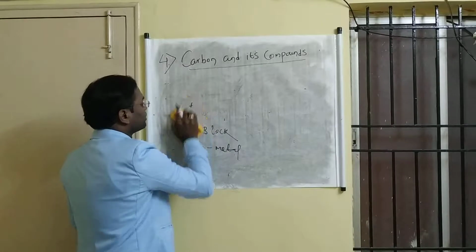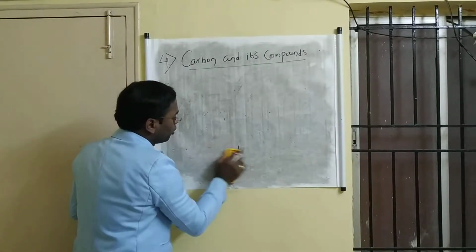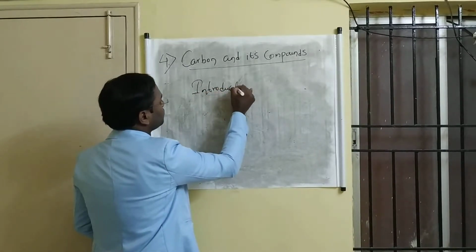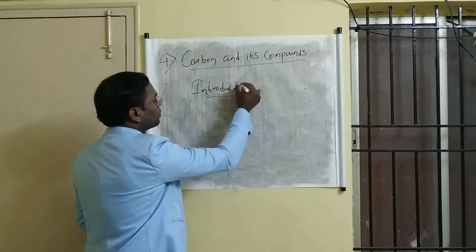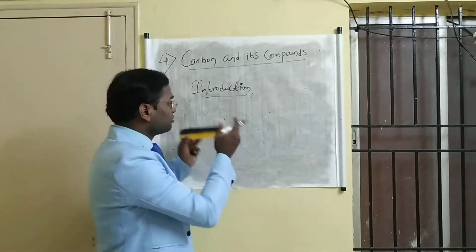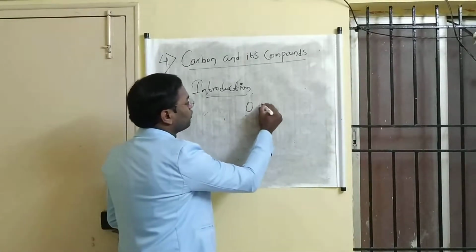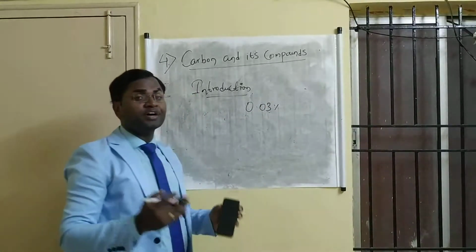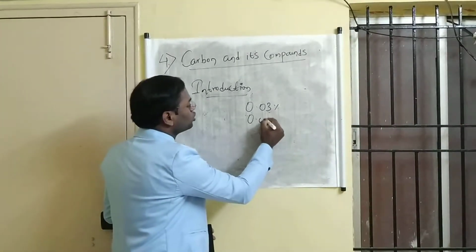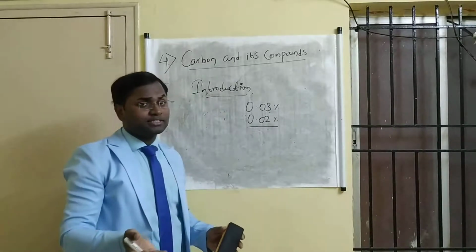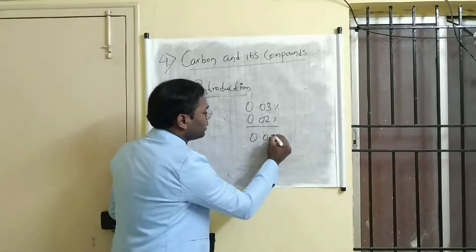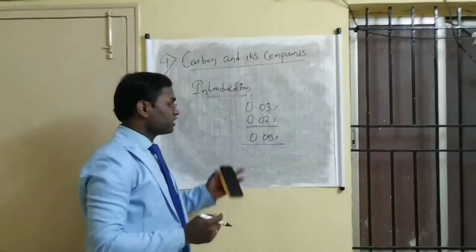Now let's switch on to our first subtopic, that is introduction. We all know carbon, when it is present in the atmosphere, it is present with a percentage of 0.03% in the form of carbon dioxide. Whereas the percentage of carbon in earth crust is only 0.02%, in the form of minerals like carbonates, bicarbonates, coal and petroleum. So together I can say only 0.05%, which is a very small quantity.